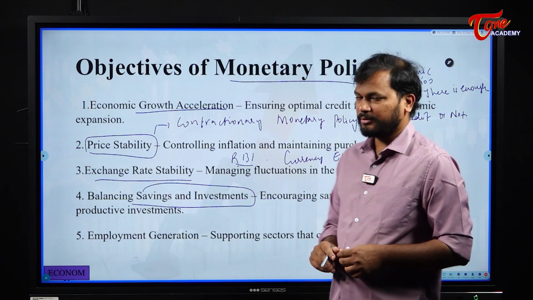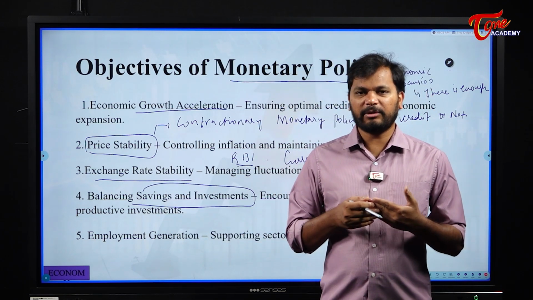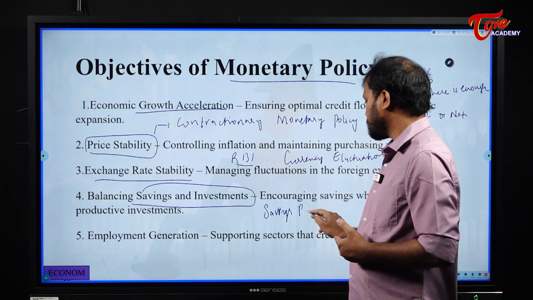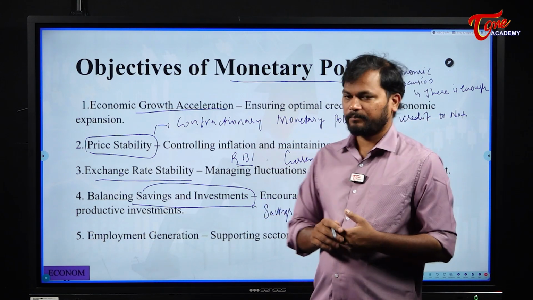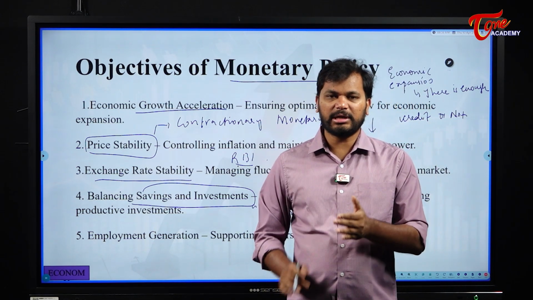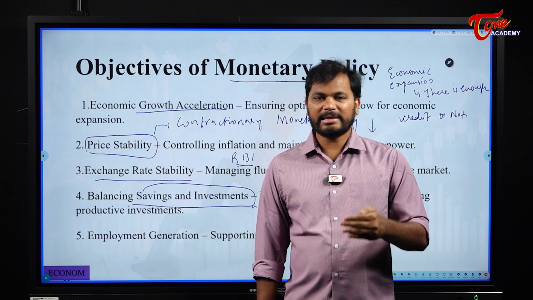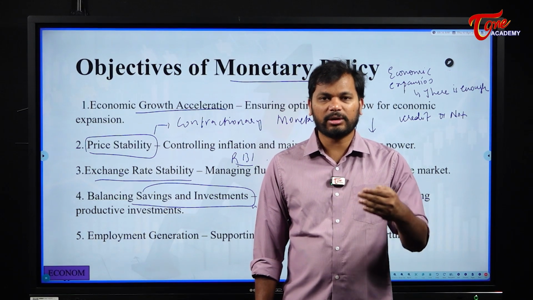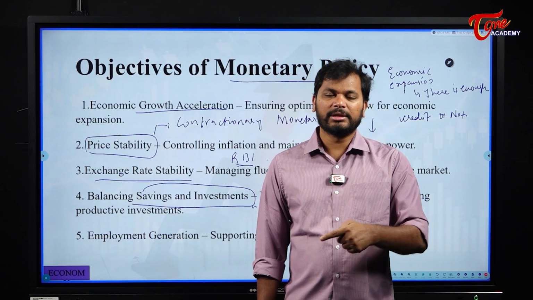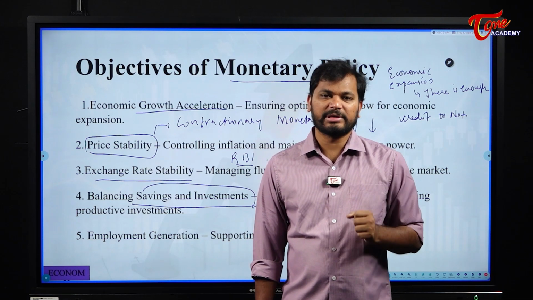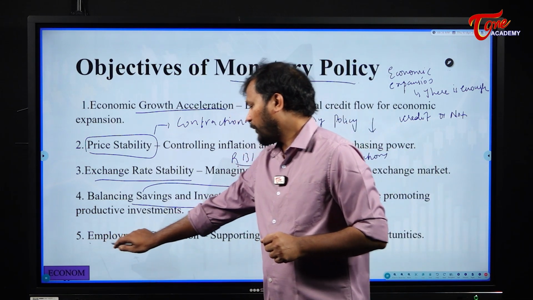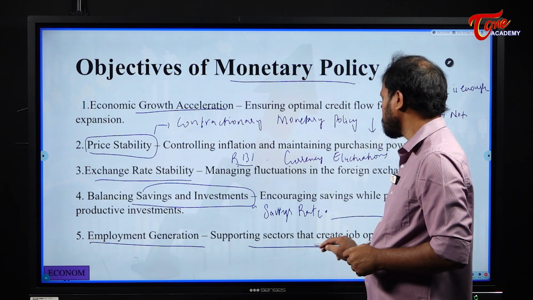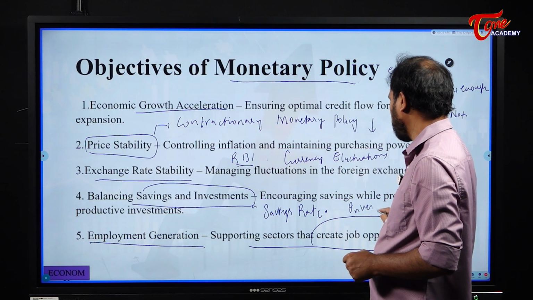Next, balancing savings and investments. Another aim of the RBI is to increase the total savings rate. The money deposited within the banking system can be used to lend to other players who will invest that money in their companies or entities, so that there is economic growth, availability of funds, and also savings. Clear? Next, employment generation: supporting sectors that create job opportunities by providing them investments.